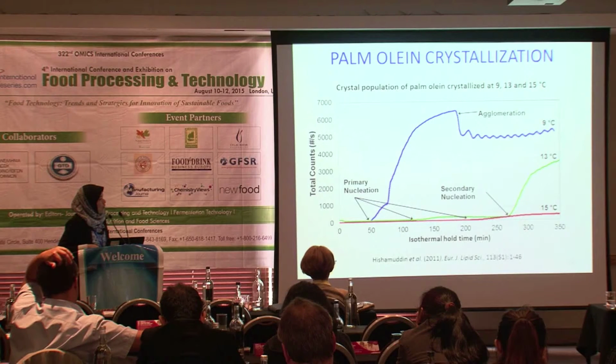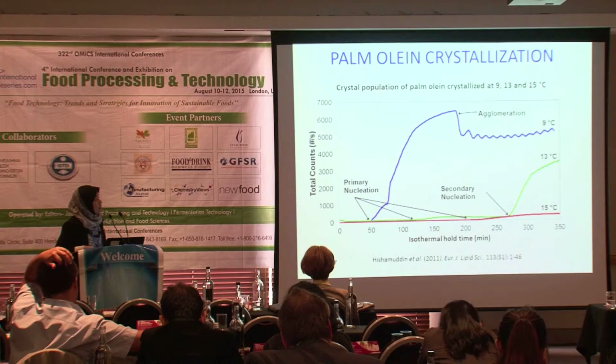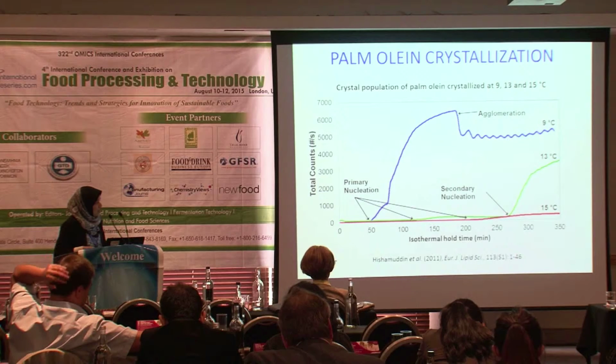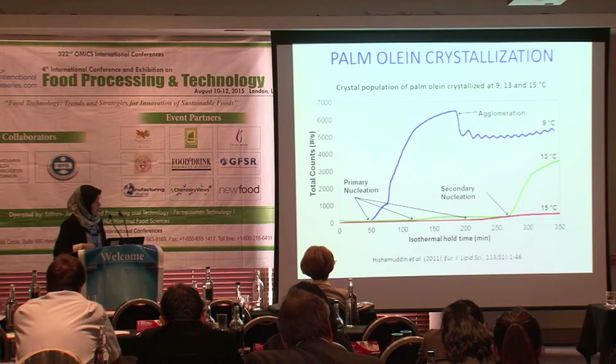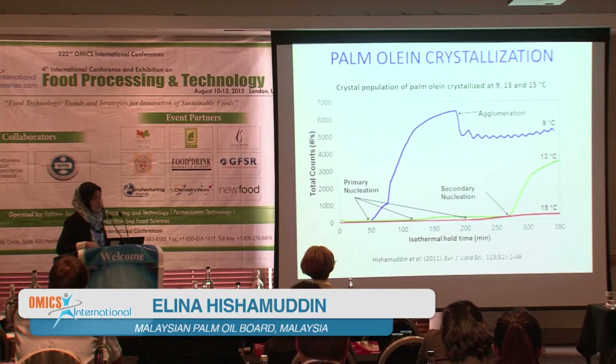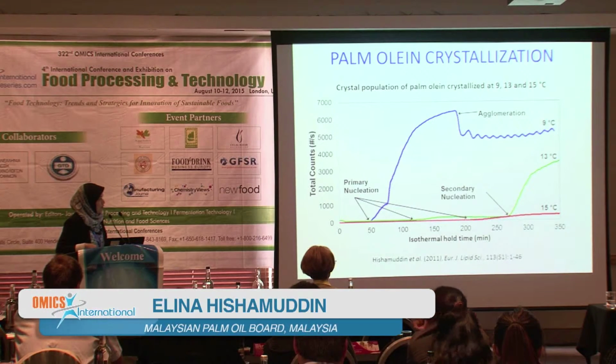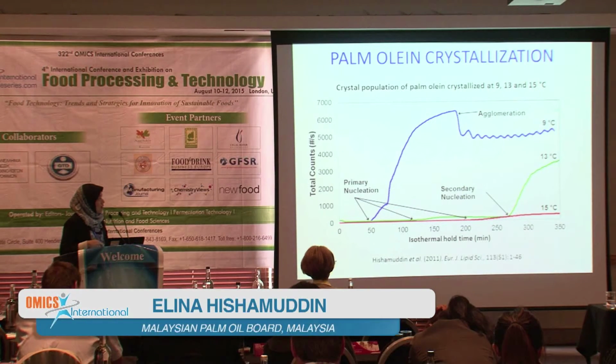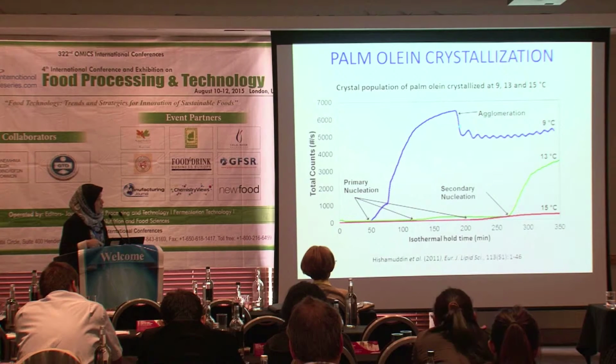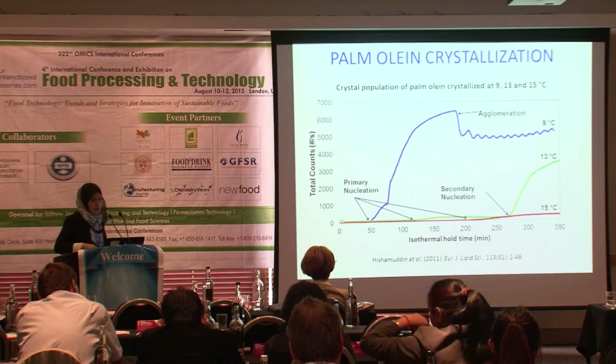For the crystallization at 13, it occurs in a two-step manner, where we have a primary and secondary nucleation, signified by a sudden increase in the particle counts. For the crystallization at 15 degrees Celsius, there is only a single-stage crystallization, signified by the primary nucleation with a sudden increase in the particles. We come to this conclusion based on the fine and coarse particles, which I have not reported here.